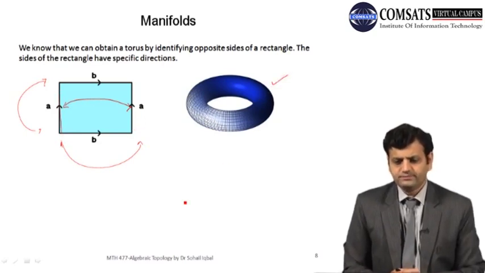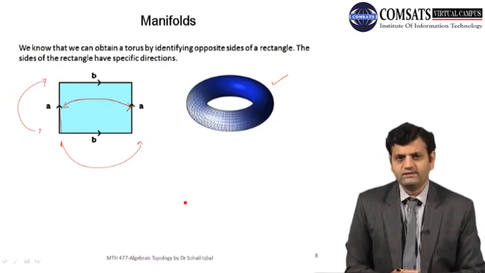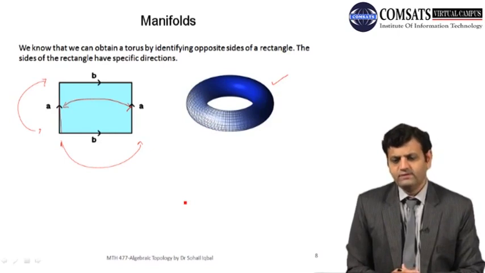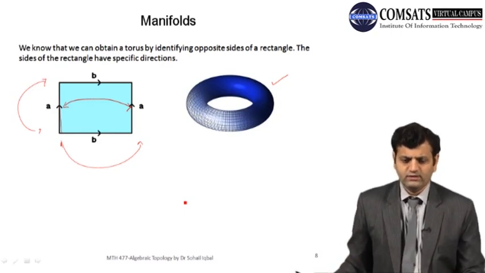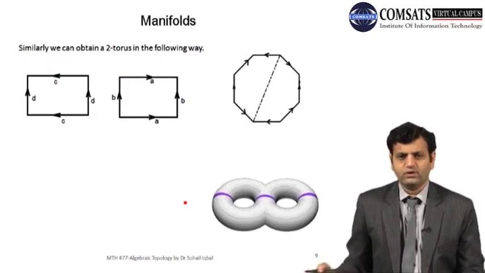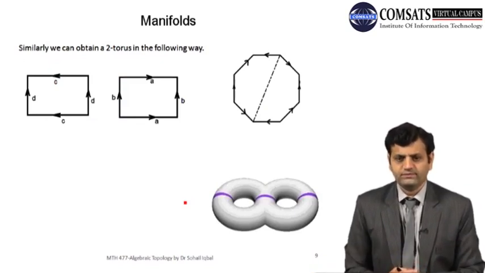So the purpose of this example is: is it possible that we can obtain any manifold in this way? Let's continue with a more non-trivial example of a two torus, a torus with two holes. Can we obtain a two torus by identifying sides of some polygon, if not a square? The answer to this question is yes, we can.